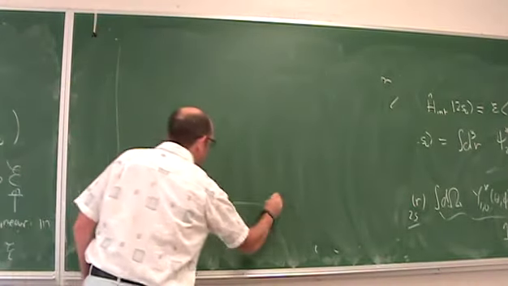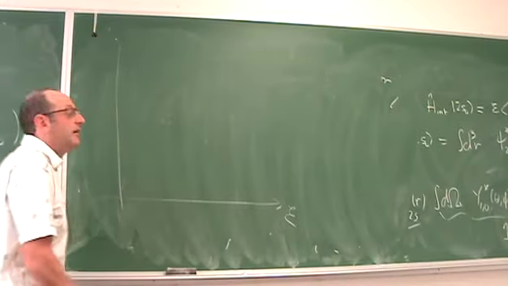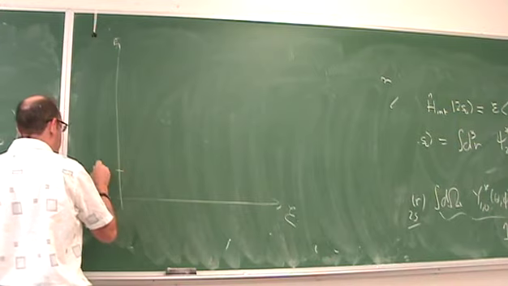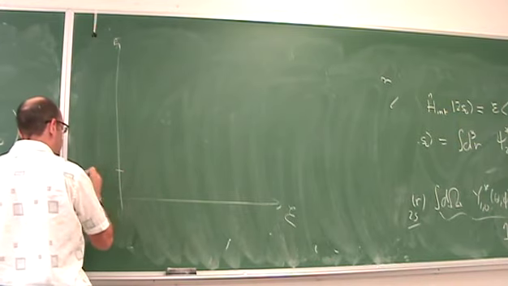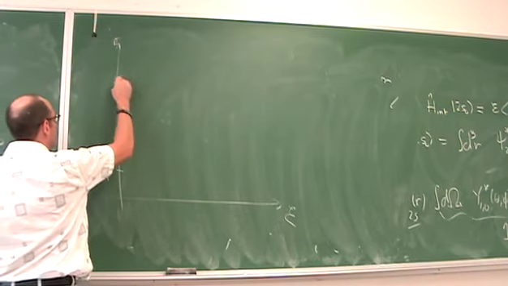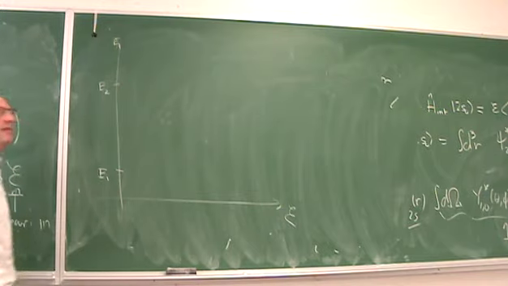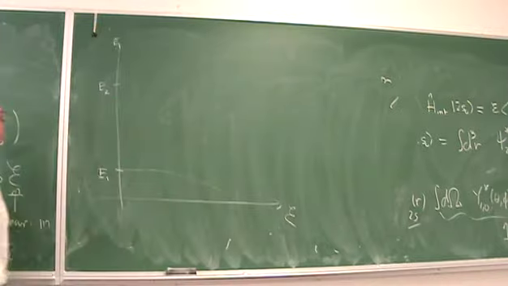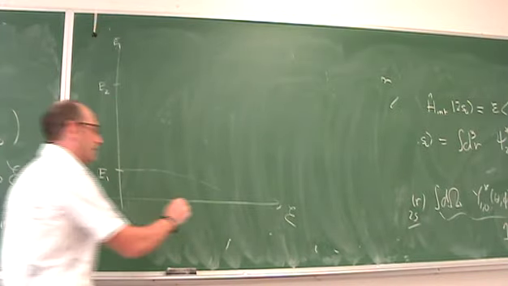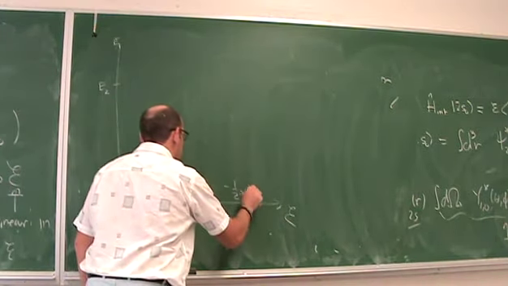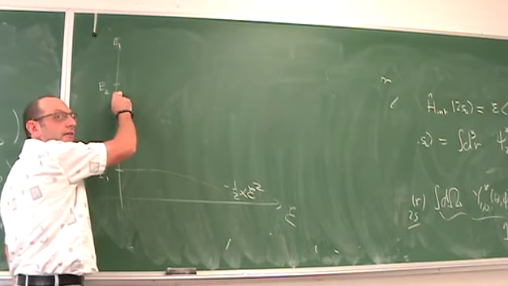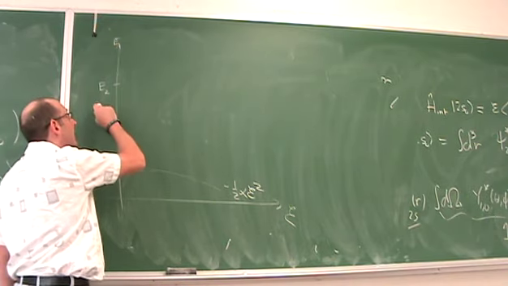So if this is the electric field magnitude, and this is the energy level, and this is the ground state, and this is the first excited state of hydrogen, what we see here is that we saw this quadratic shift that we discussed at the beginning of lecture.